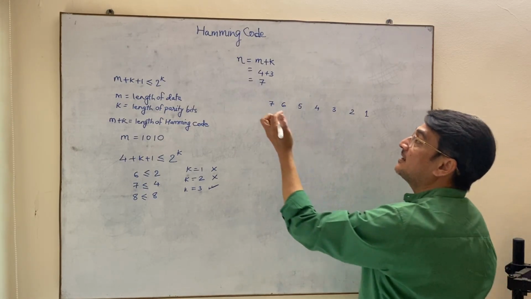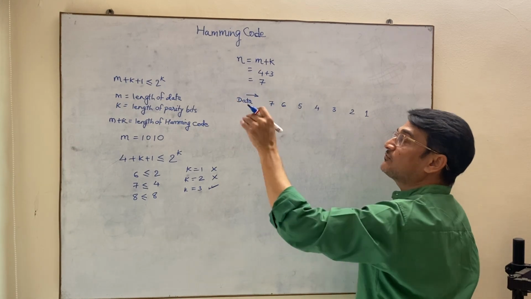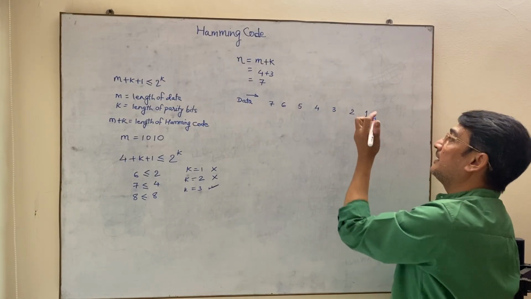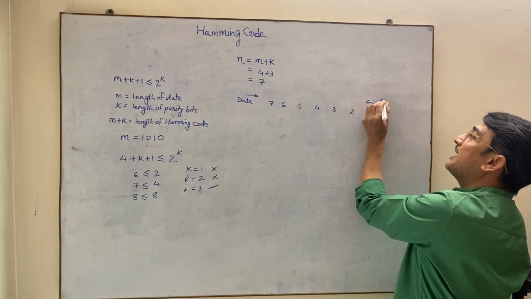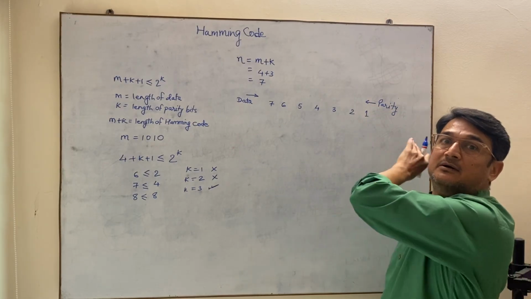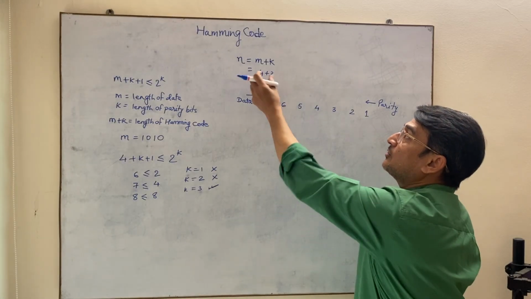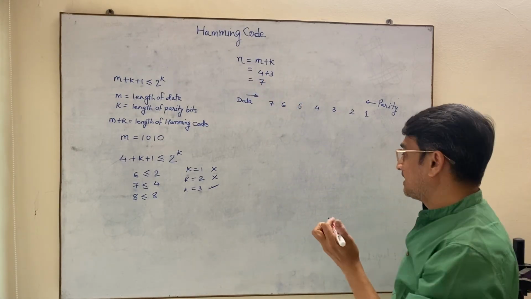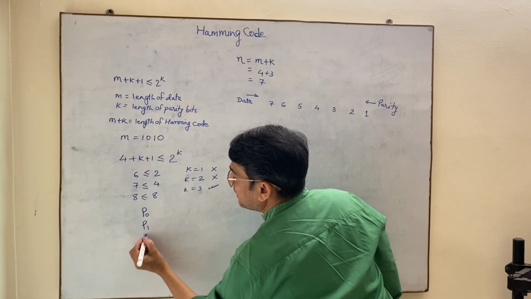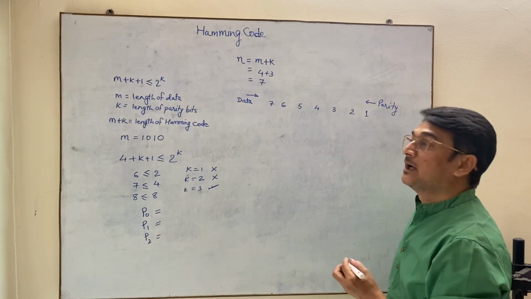Now, what is the concept and how are we calculating? We will just understand. This way you will be entering the data. This way means from left to right. So data will always enter from left to right, and parity bits are always entered from right to left. This is the condition. Now how many parities do you have? 3 parities. So we will denote the parities by P0, P1 and P2.